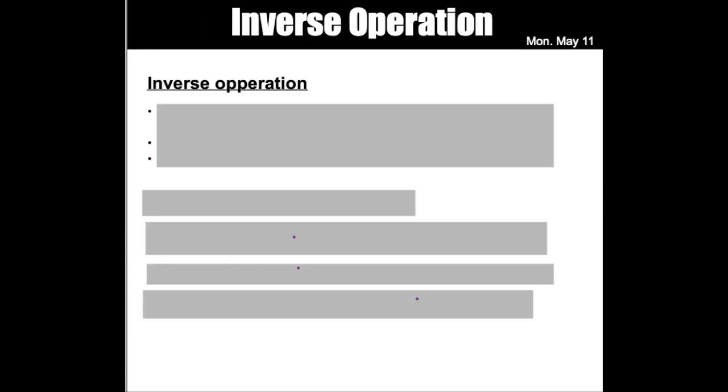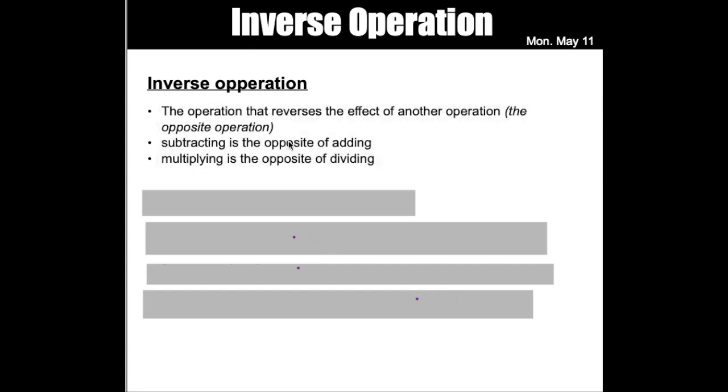Today we're going to be focusing on an important term and aspect of solving algebraic equations. We need to know what it means to do the inverse operation, as this is an important step in solving algebraic equations. Inverse basically just means opposite. So we are looking at the opposite operation. It is an operation that reverses the effect of another one, the opposite. So subtraction and addition are opposites. Multiplication and division are opposites.